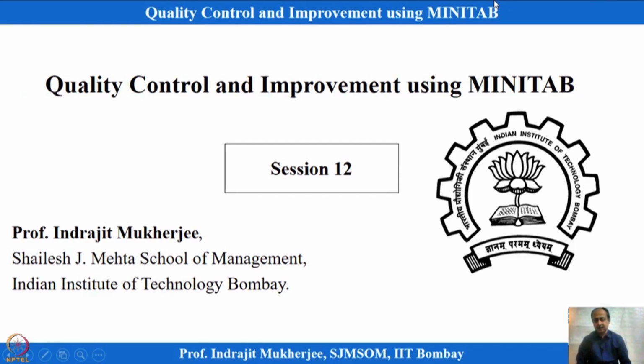So, we were discussing attribute control charts in the last session. Two charts we have discussed, the C chart and the U chart, which are used for monitoring defects. C is used when a constant sample size is used to monitor defects, and U is used when the sample size varies at different time points. Okay. So, we will move on to other attribute control charts.